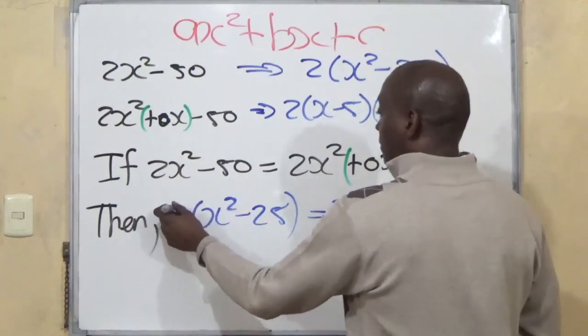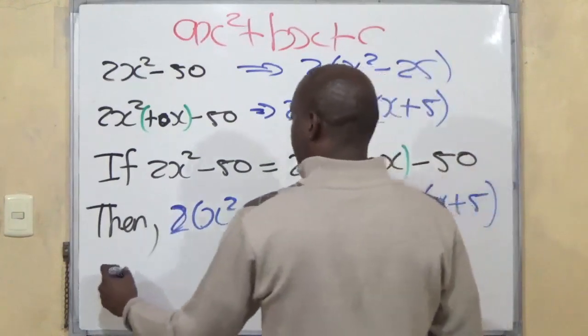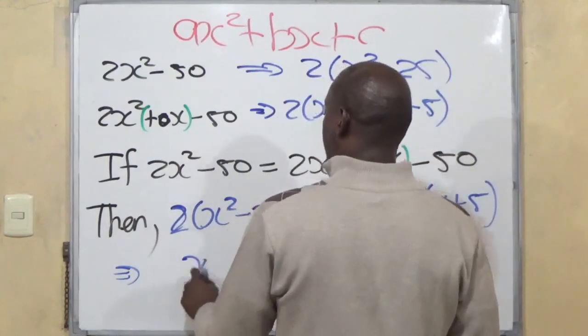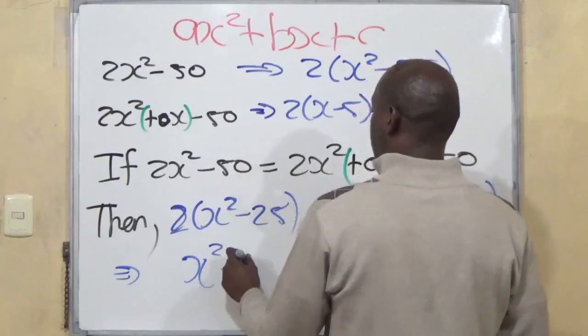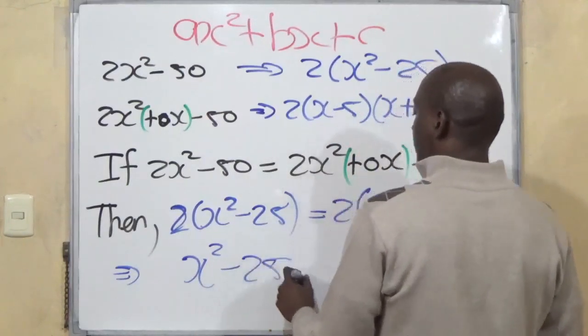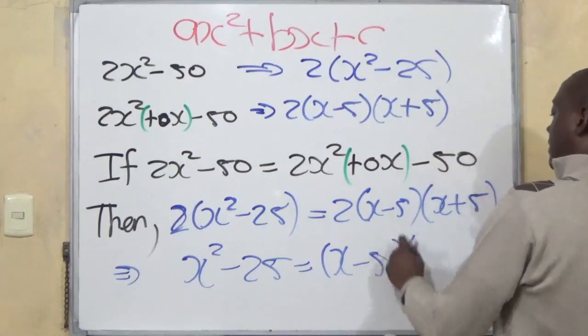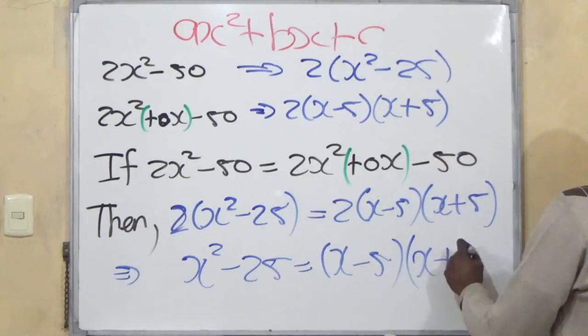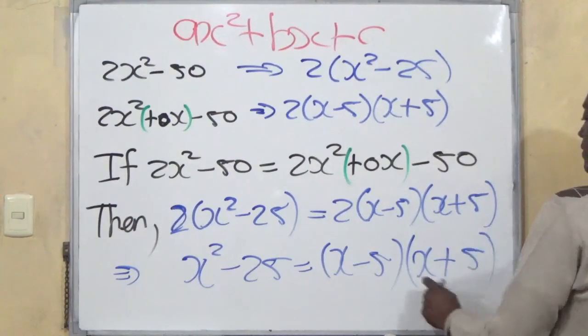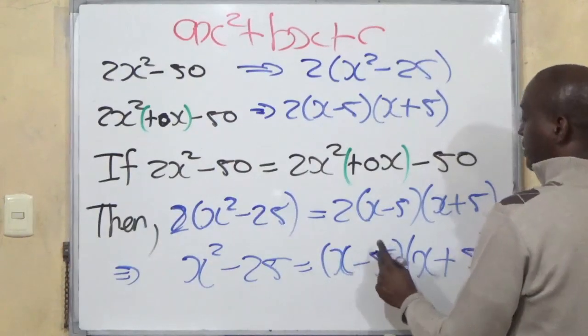Which means, therefore, that x squared minus 25 must be equal to x minus 5 into x plus 5. And what's the significance of all of this?